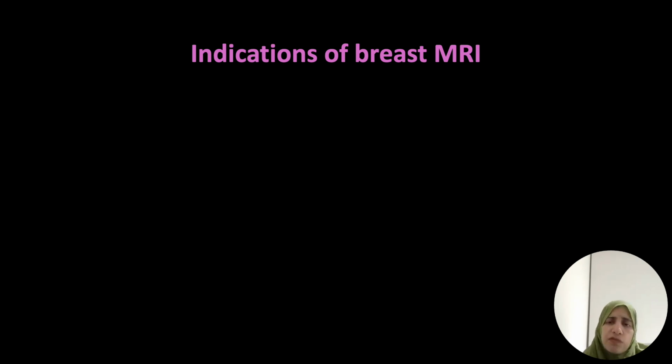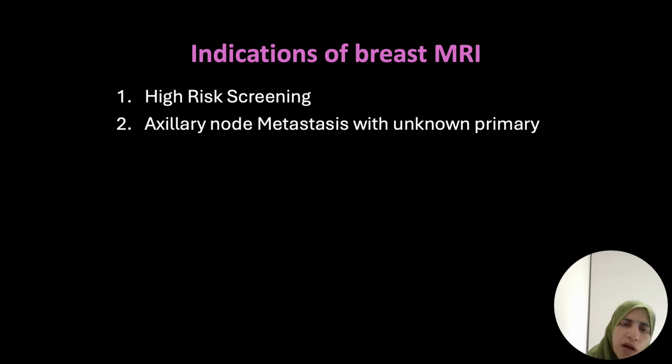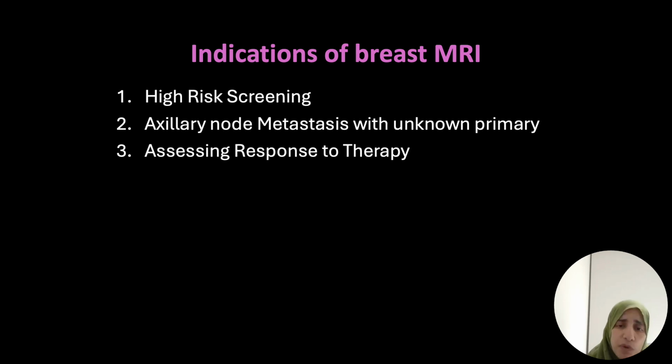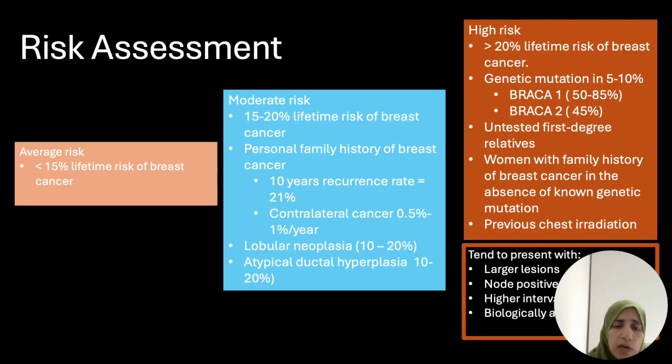Okay, indications for MRI: we have said high-risk patient screening. A patient who has axillary metastasis, but by mammo and ultrasound we really didn't see any primary, we go for MRI to look for that. We use it also to assess the response to therapy, the extent of the disease, implant evaluation, and a patient who has nipple discharge in post-menopausal women, and we don't see anything by mammo and ultrasound.